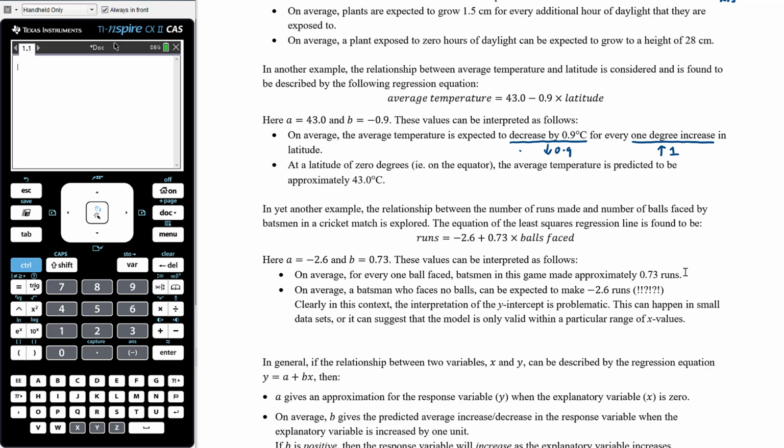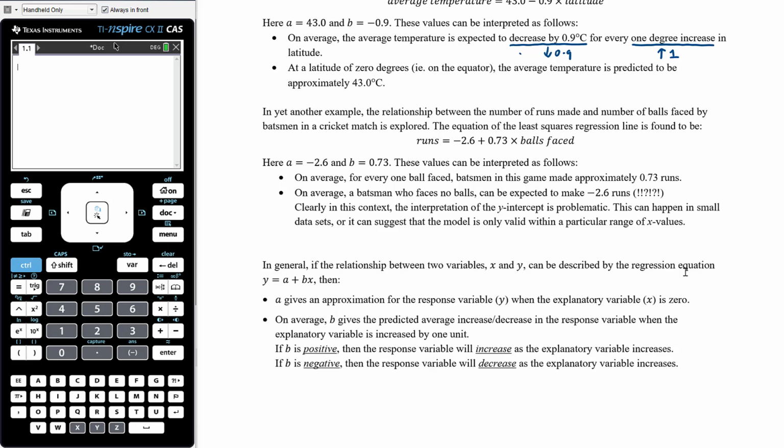Yet another example: the relationship between the number of runs made and the number of balls faced by a batsman in a cricket match is explored. The equation of the least squares regression line is found to be this. The number of runs scored is negative 2.6, that's my y-intercept, my A value, plus 0.73, that's my slope or my gradient, times the number of balls faced. So these values can be interpreted as follows.